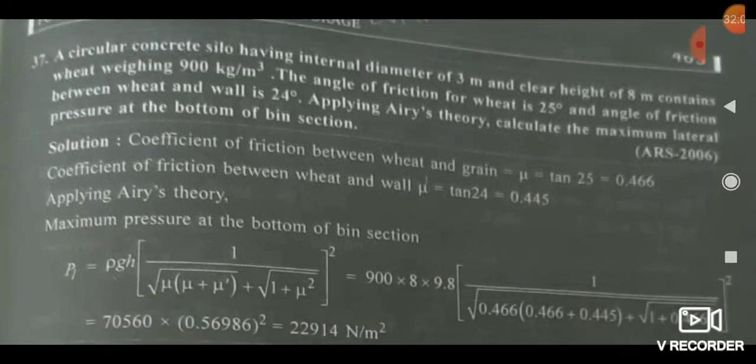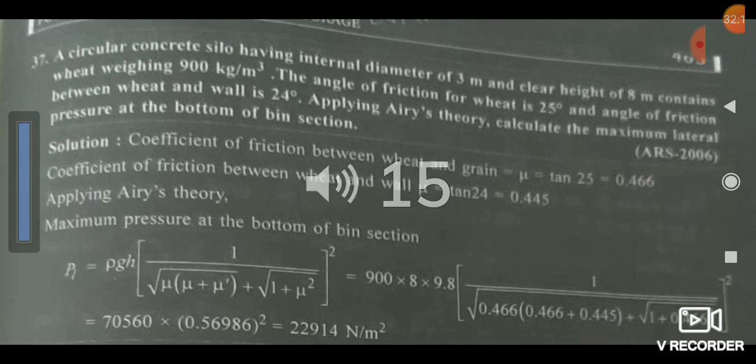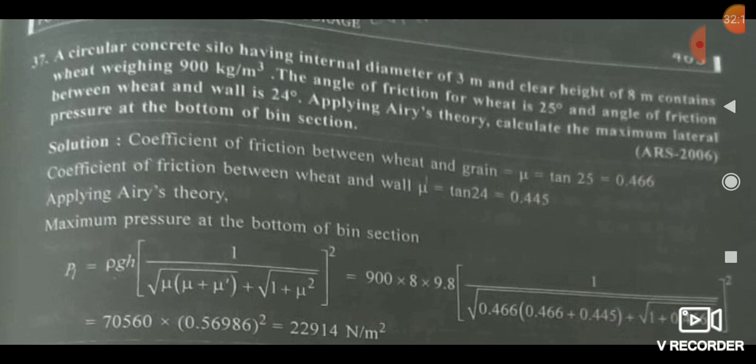So friends, I told you initially that you should remember the formula, and you should remember what the mu value is and what the mu dash value is. The mu value is simply the friction coefficient between grain and grain, meaning the cohesive force friction coefficient, and the mu dash value is the friction coefficient between grain and wall. So you simply put tan 25 degrees as the mu value and tan 24 degrees as the mu dash value in this equation, and you multiply with rho into g into h.